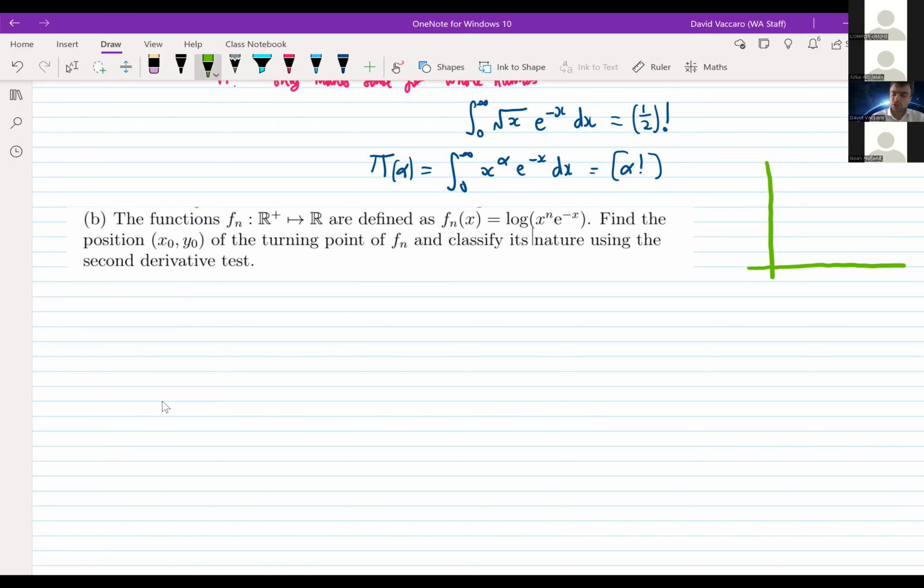Okay, so first of all, x to the n e to the minus x, it's clearly 0 when x is 0. It clearly tends to 0 as x goes to infinity. So it presumably looks something a bit like this. And what we're trying to do is find the position of this turning point.